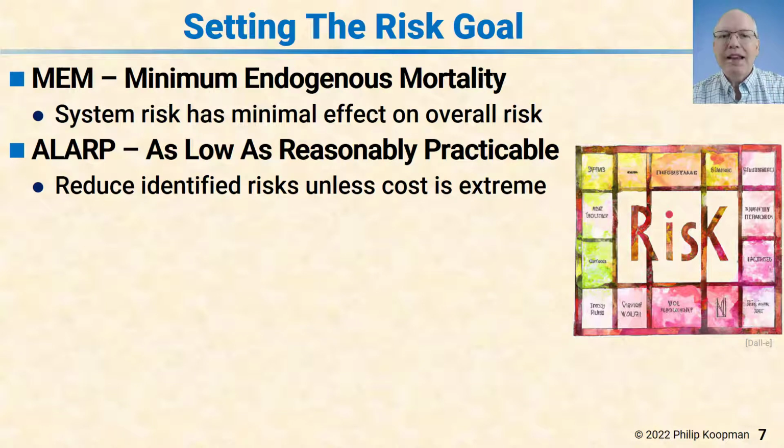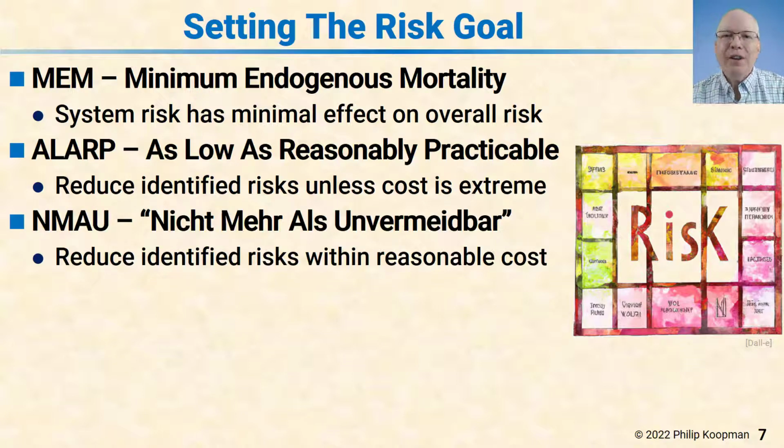Another framework is ALARP, as low as reasonably practicable. There are some other concepts that are related to that. But the idea here is that you reduce any risks identified unless the cost is extreme. How extreme is an interesting question, but you're expected to spend a lot more to reduce risks if it's feasible to do so compared to just paying out the insurance costs or something like that. So if there's a way to reduce risk and it's practicable to do so, you need to do it.